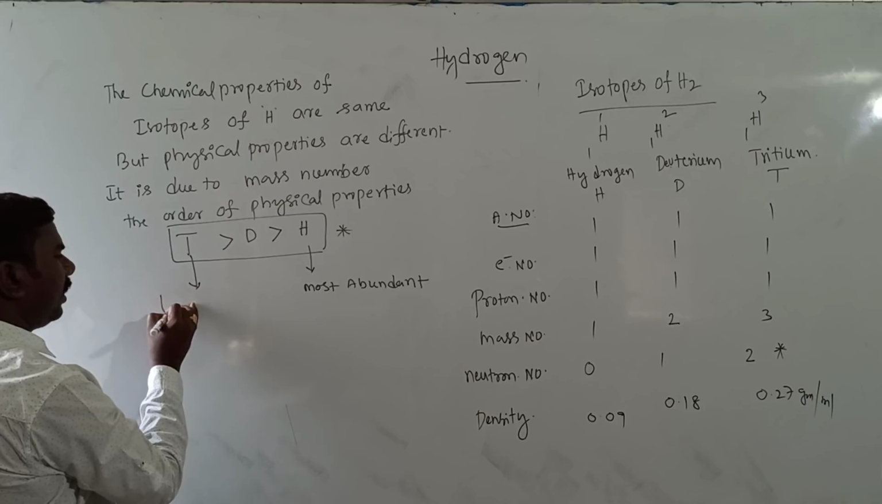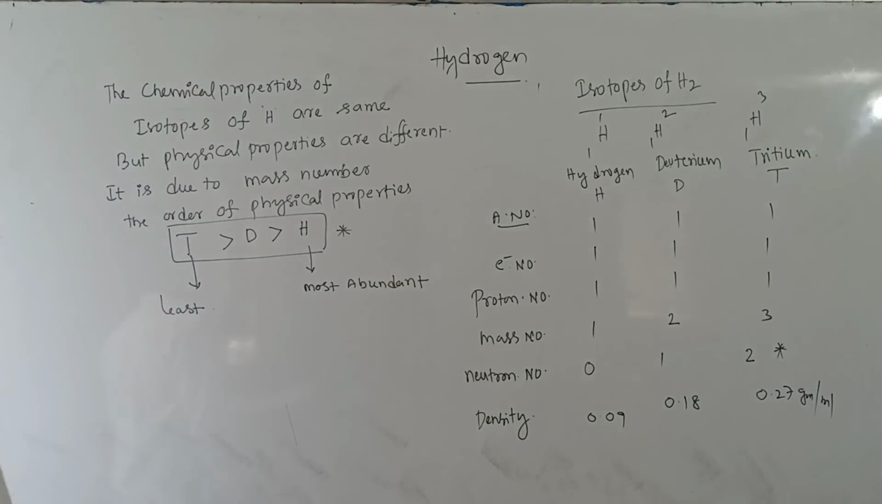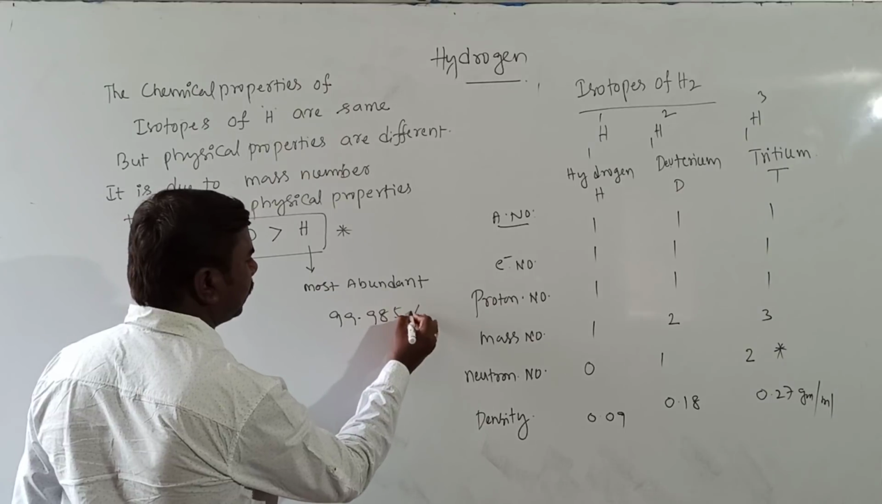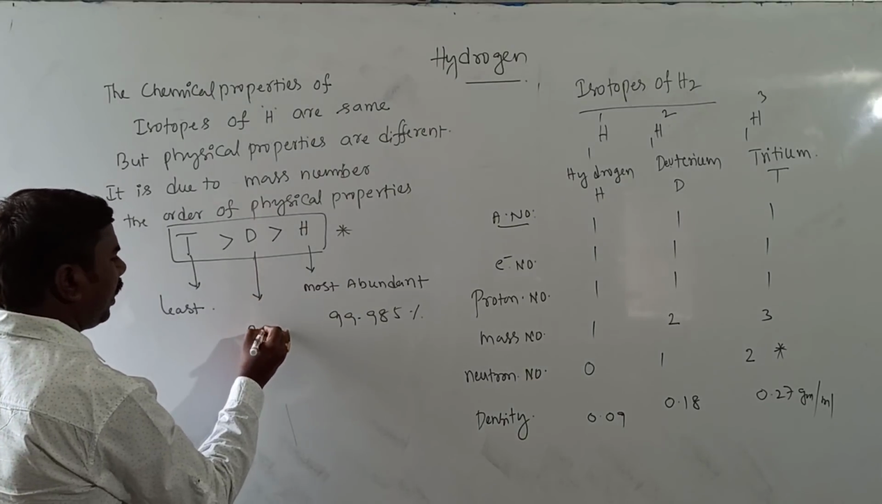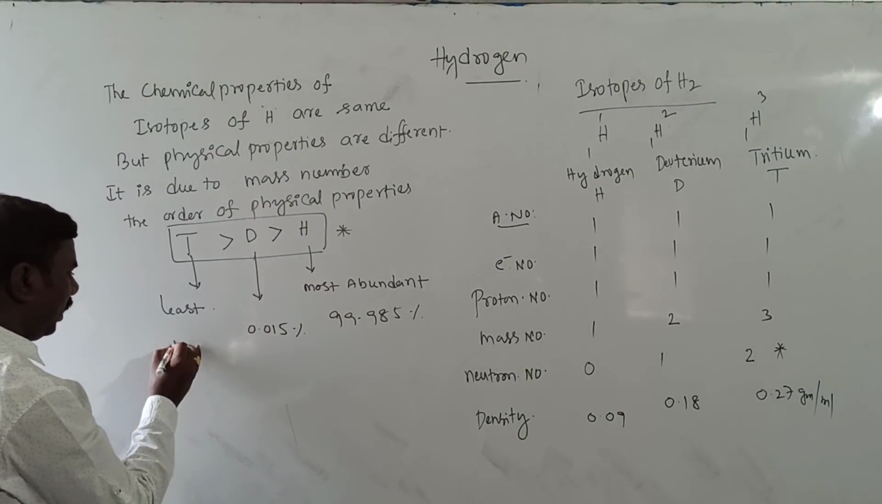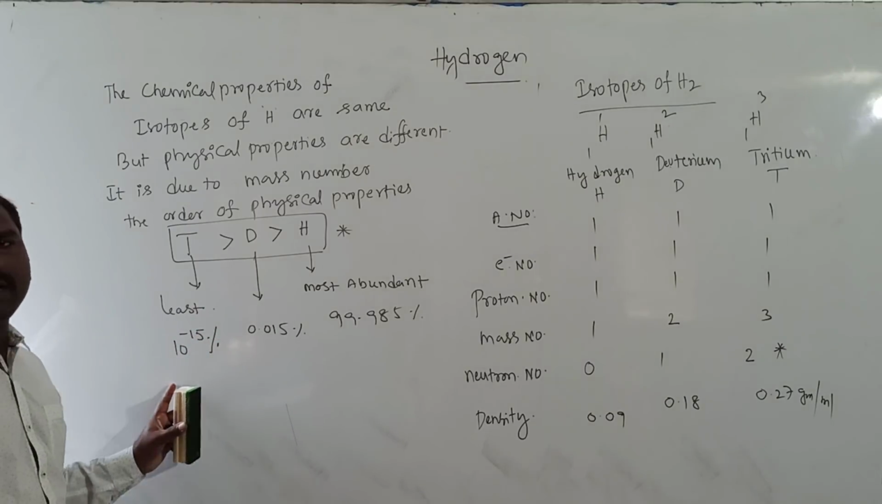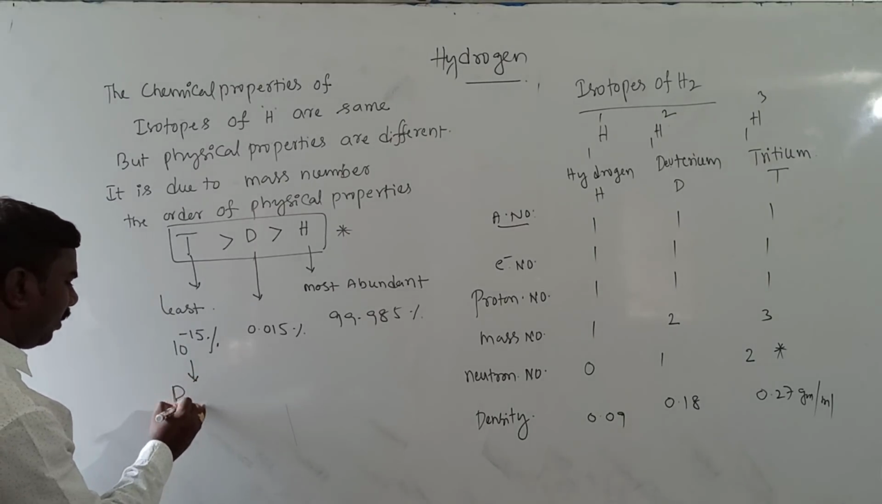Tritium is least abundant. The abundance percentage will be 99.985% for hydrogen. Next, 0.015% for deuterium. For tritium it is 10 to the power of minus 15 percent. Very, very low. Tritium is radioactive.